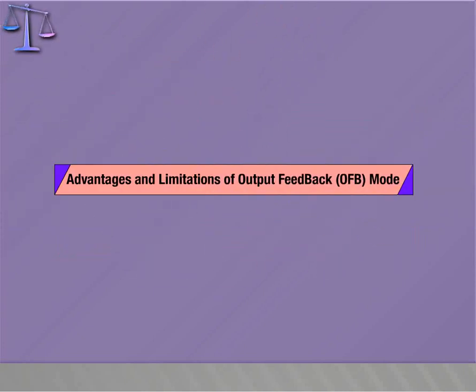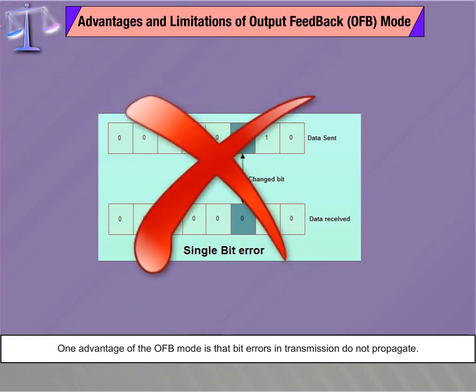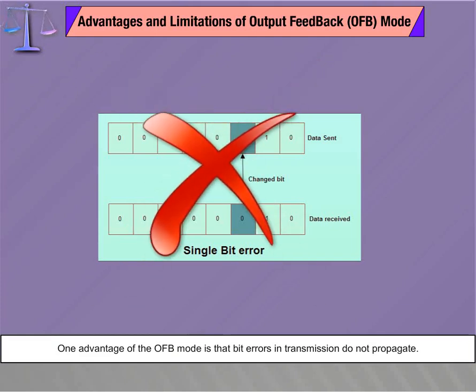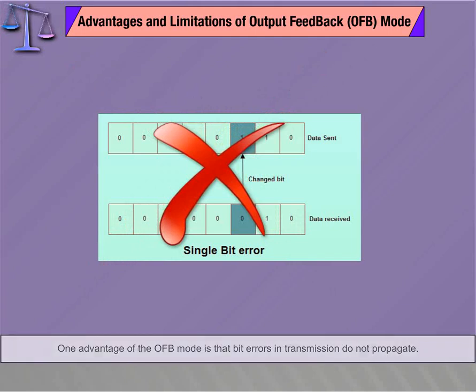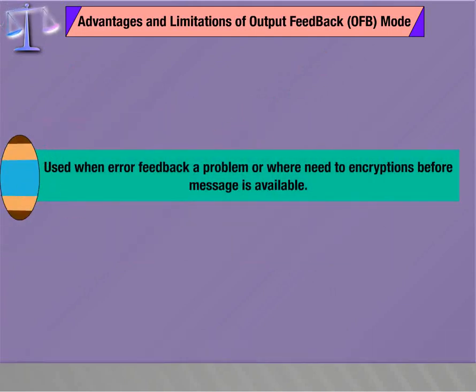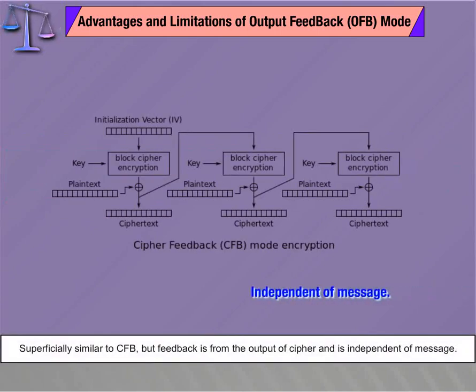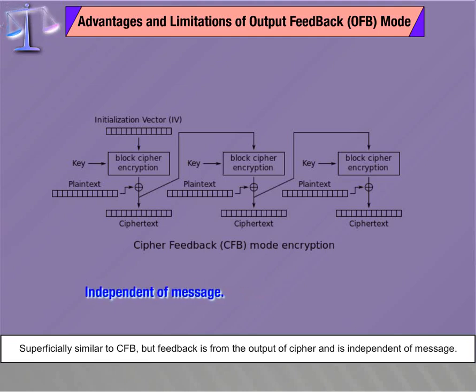Advantages and limitations of output feedback mode, OFB mode. One advantage of the OFB mode is that bit errors in transmission do not propagate. It is used when error feedback is a problem or where there is a need to do encryptions before the message is available. It is superficially similar to CFB, but the feedback is from the output of the cipher and is independent of the message.